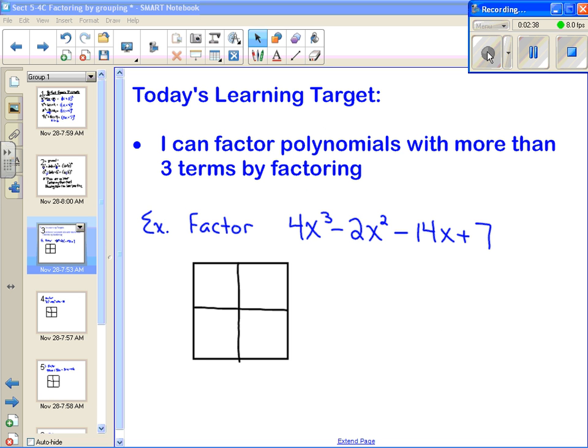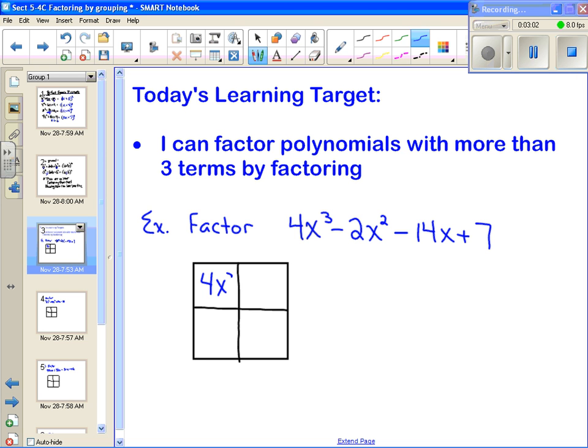All right, today's learning target: I can factor polynomials with more than 3 terms by factoring. So in this case, for this first example, we're factoring 4x cubed minus 2x squared minus 14x plus 7. And when you have 4 terms, you're going to find that these are pretty simple to do, because you're going to do a box. You're going to put 1 term in each box. Make sure you use the sign. If it's negative, then put a minus.